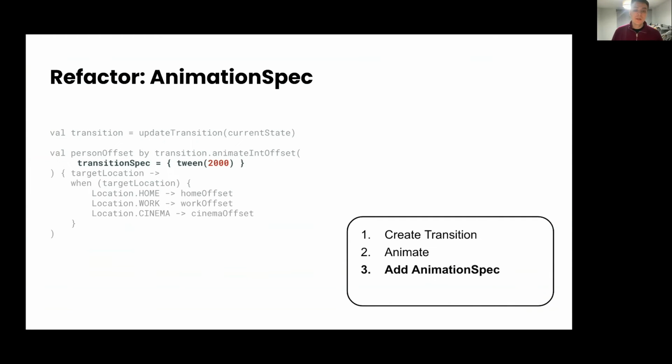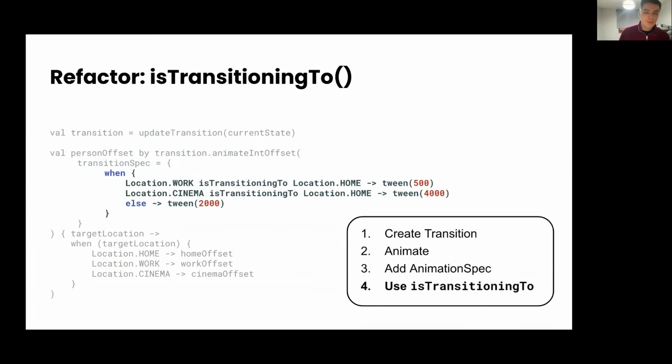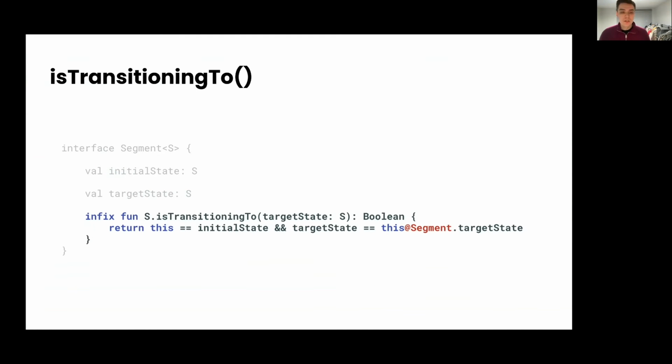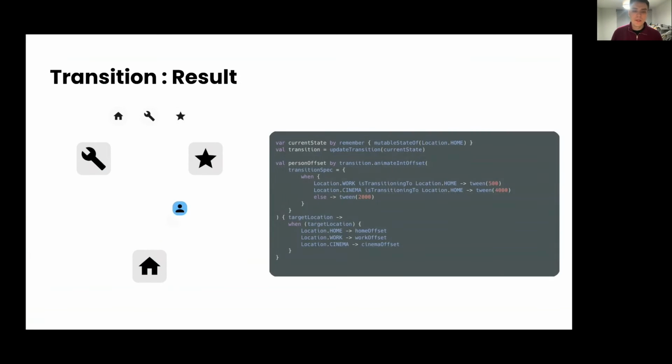And now we can just apply different animation specs to different target values. And we have a neat way of doing that with the transitioning-to function, which allows us to check what state we are currently in and towards which state we are processing our animation. And if we check this function's source code, it just checks this and the current state. As a result, we have this pretty complex animation, and all of the code to create it is more or less 20 lines of code, which is pretty neat.